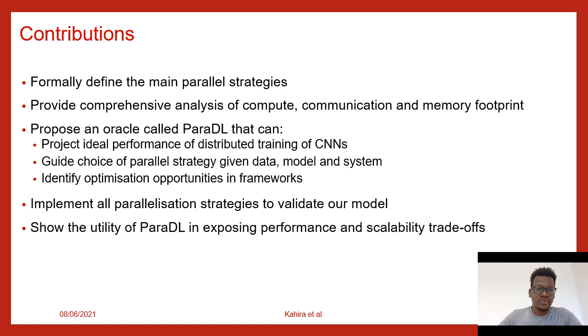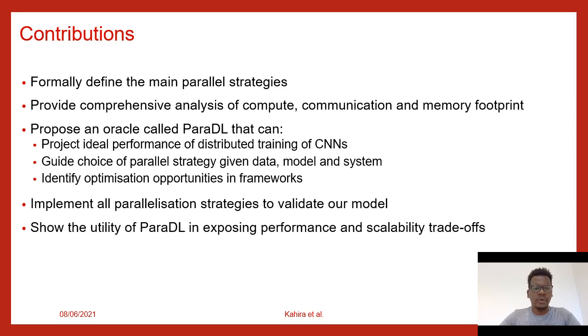Using that analysis, we propose an oracle that we call ParaDL that can project the ideal performance of distributed training of convolutional neural networks. And in so doing, it can guide the choice for the right strategy for a given data, model, and computing system. And this oracle can also help identify optimization opportunities or bottlenecks in a specific framework, or just bottlenecks in training convolutional neural networks in model or hybrid parallelism.